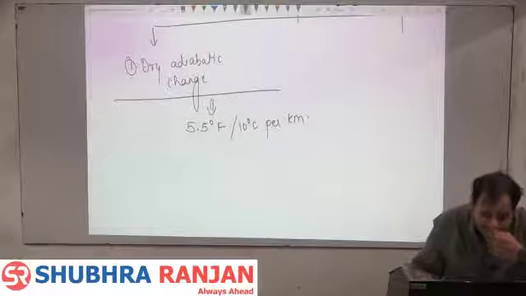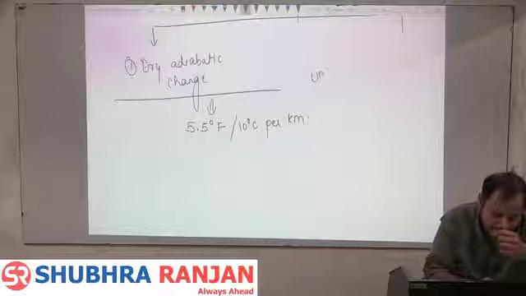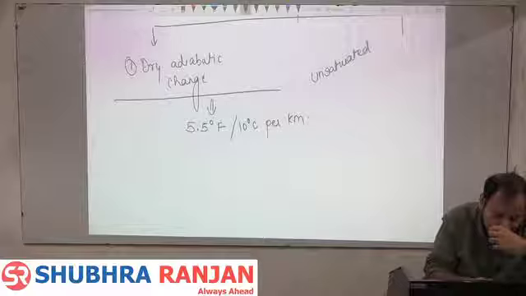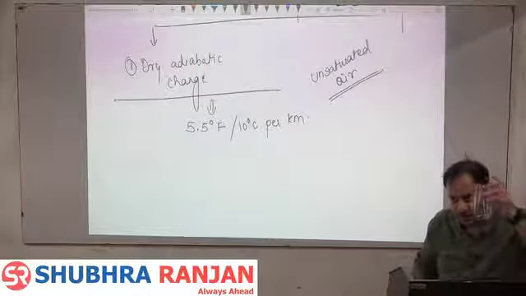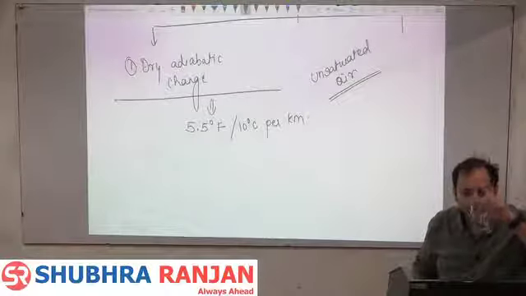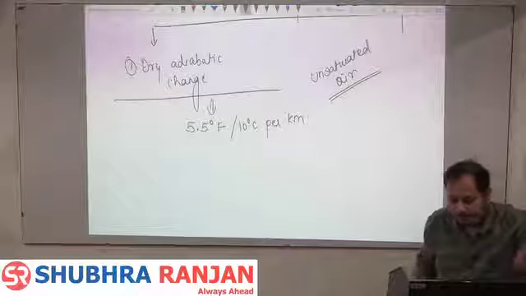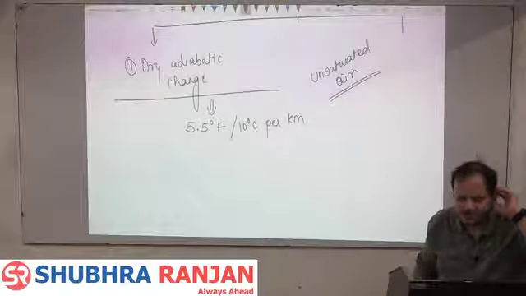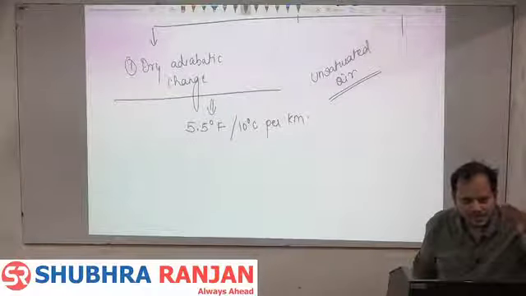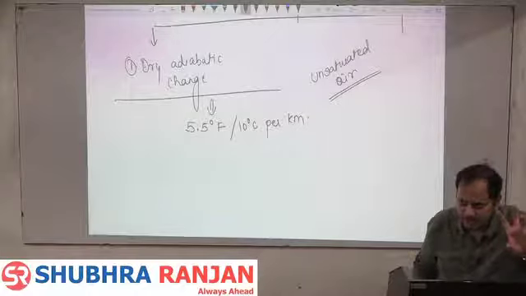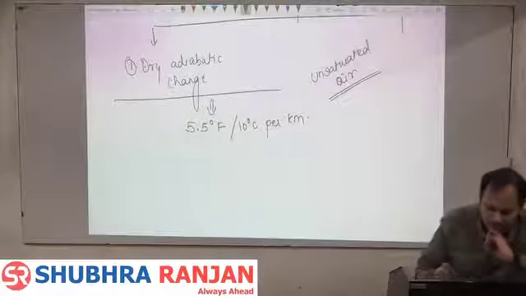Dry adiabatic rate occurs in unsaturated air. Dry adiabatic change occurs in the unsaturated air. Unsaturated means which does not have moisture. Saturated air, you will understand later on, is the air जिसमें relative humidity is 100%. जिसमें humidity is 100%, we will call it as a saturated air.